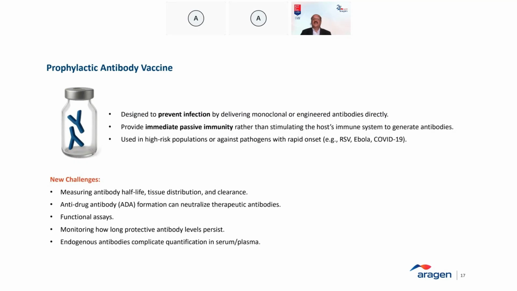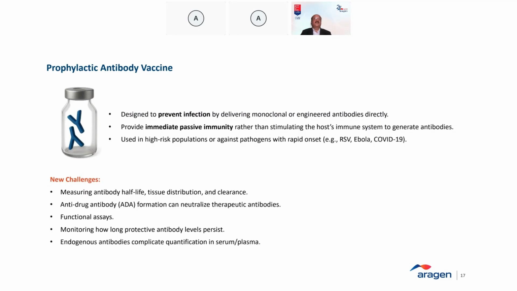So the challenge is now the vaccine itself is an antibody. So the first important thing is one needs to measure how long this antibody stays in the body, how well it is distributed, and when it is cleared. Besides that, since it is an antibody, there's a risk of anti-drug antibody formation, and that can neutralize its activity. This has to be supported with functional assays to show that the antibody has an ability to control the infection. And the most critical factor is one has to demonstrate that the antibody stays in the body sufficiently long and gives protection.